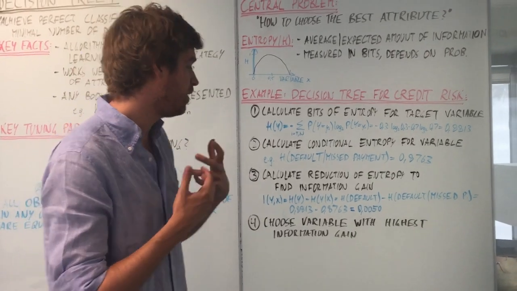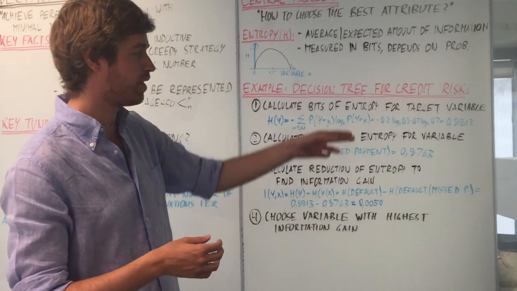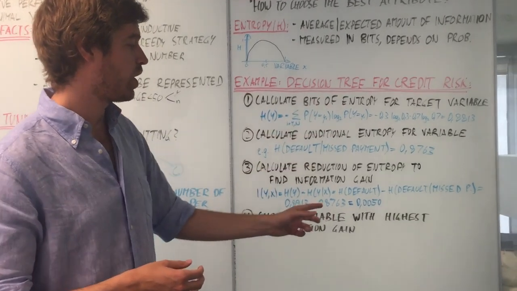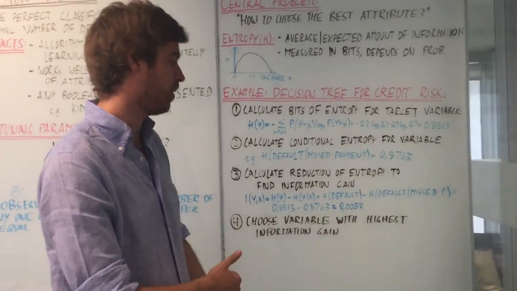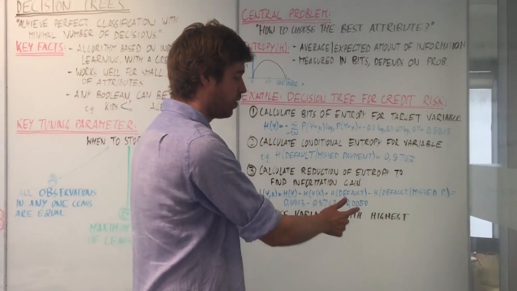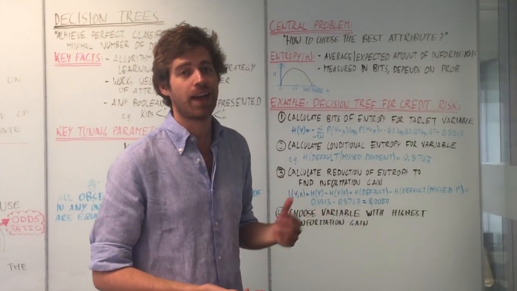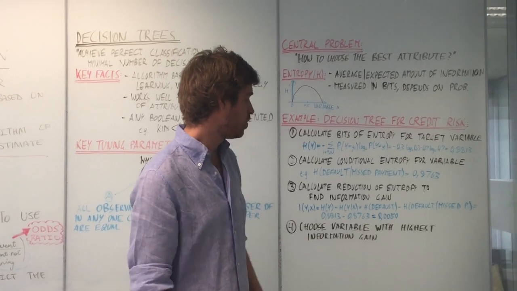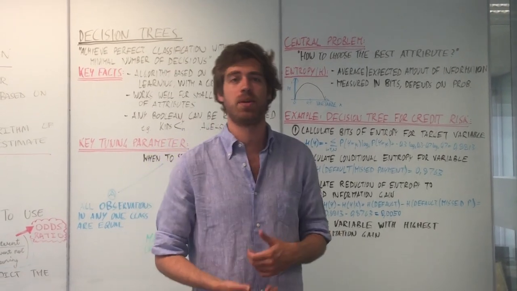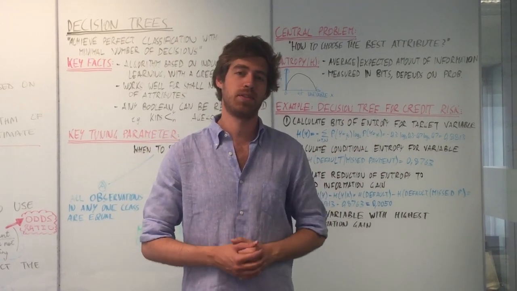Then you calculate the reduction of entropy to find the information gain. Basically that's 1 minus 2, which here is H(default) minus H(default | missed payment), and that is 0.005. That is quite a low number, and you're very unlikely to use that in your decision tree. Finally, you choose a variable with the highest information gain. And this you have to repeat at every step of a decision tree.